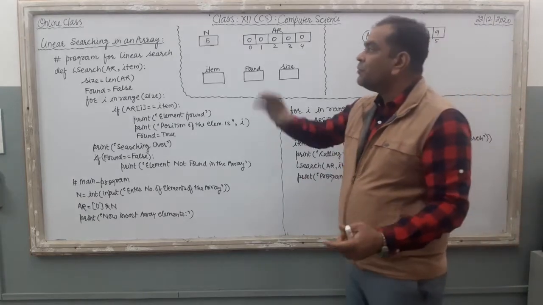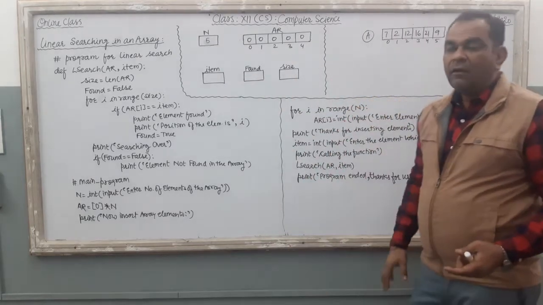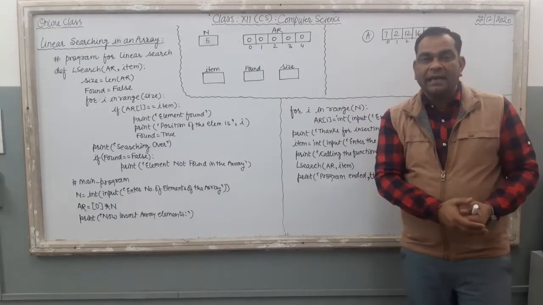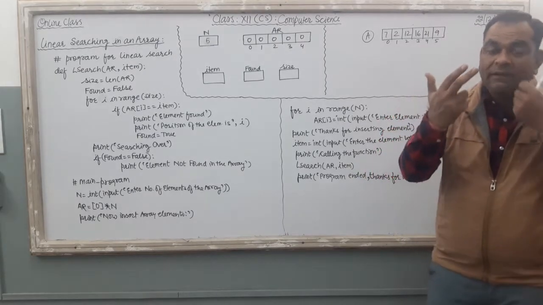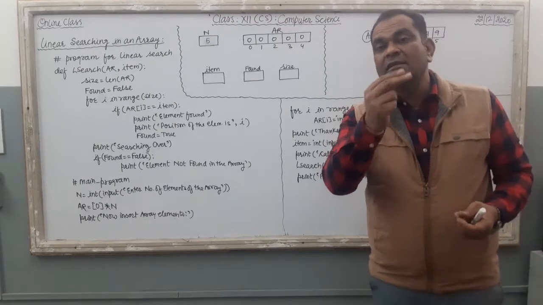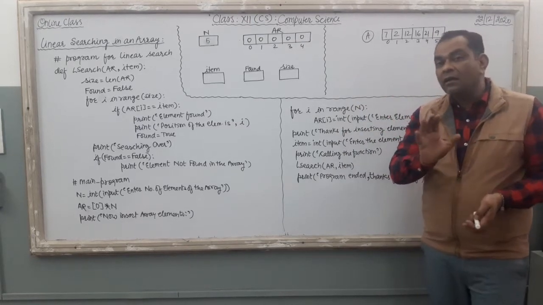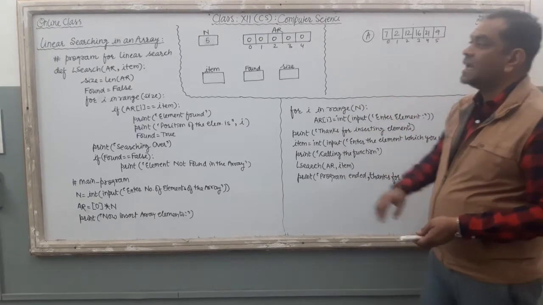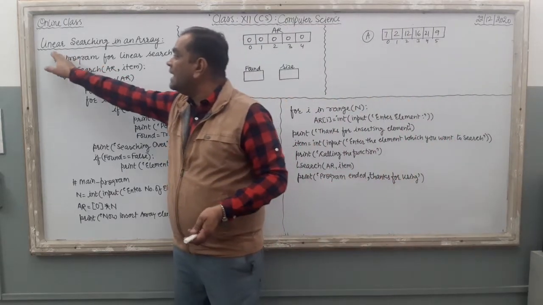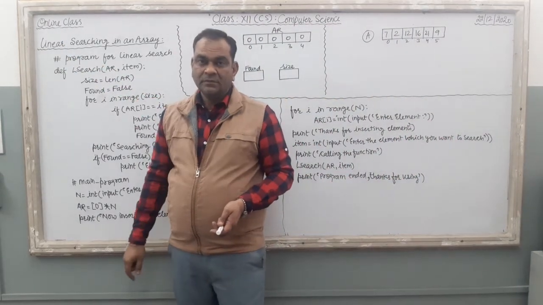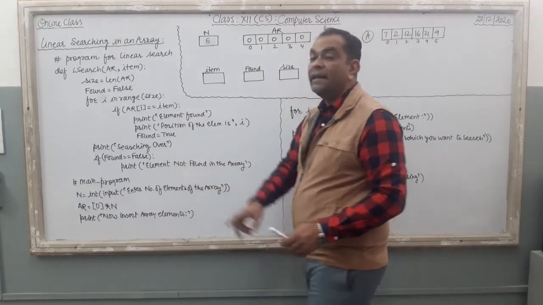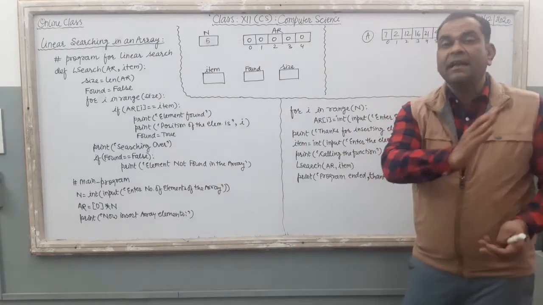For searching something we have two different techniques in our programming. There are two different techniques to search a specific element inside an array. What are the names of these techniques? The very first technique is known as linear search. In this video lecture, we will discuss linear searching only. What is there in linear search?